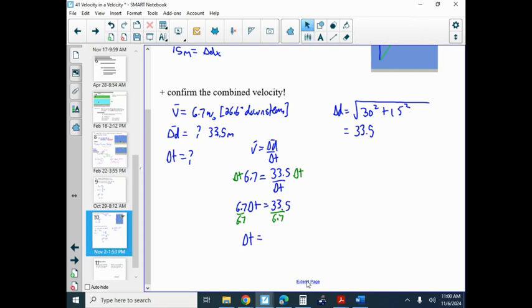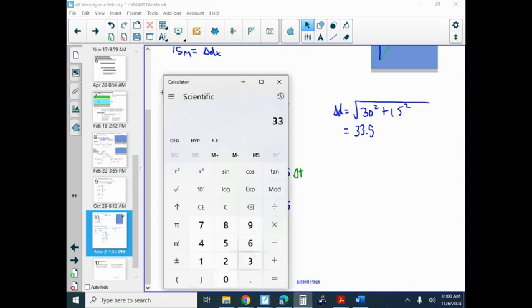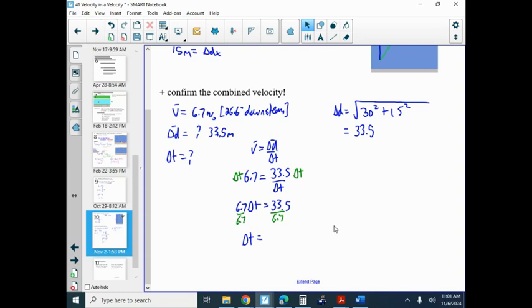So 33.5 divided by that 6.7. Now I've rounded a lot in both cases, but man, that actually worked out better than I thought it would. So 5 seconds. So this is confirming those are victory slashes. I think I've mentioned that before, right?